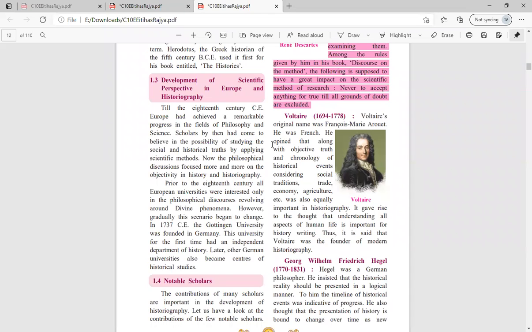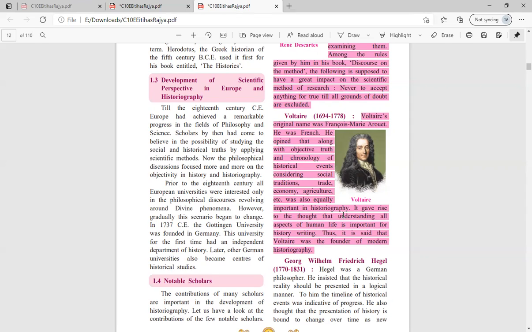before him, people just used to write about a particular person, but Voltaire insisted that you write about all aspects of people, maybe historical events, social tradition, trade, agriculture, write about all points and not only the person itself. He said that you should include all aspects of human life, and that is why he is known as the founder of historiography. So this entire paragraph would again be an answer. That is what I explained: he said that you should consider all of these points and all aspects of human life.